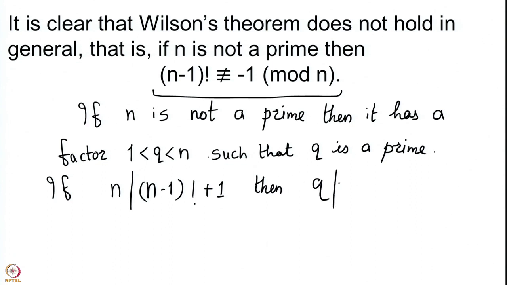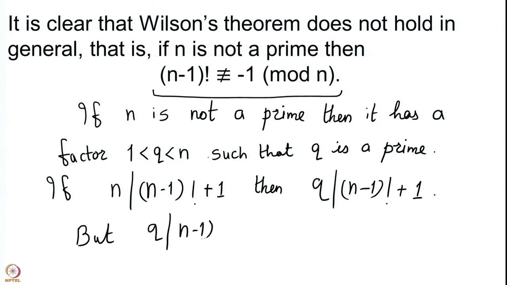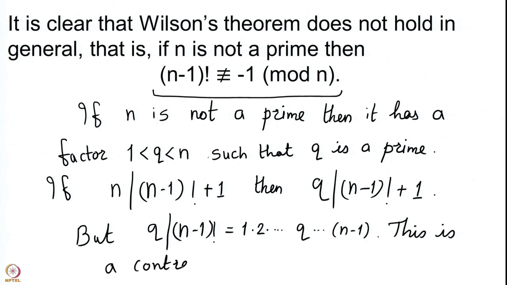q divides this, because q divides n. But q is less than n, so q is less than or equal to n minus 1. So, you have that q also divides (n minus 1) factorial. This will be 1 into 2 into dot dot dot, somewhere q will have to appear, and then you go up to n minus 1, and this is a contradiction. You have that q divides (n minus 1) factorial, and also that q divides (n minus 1) factorial plus 1, that cannot happen. So, on one hand you have this, on the other hand you have this, which is not possible. So, clearly whenever n is not a prime, we do not have Wilson's theorem, but in fact something more can be said.